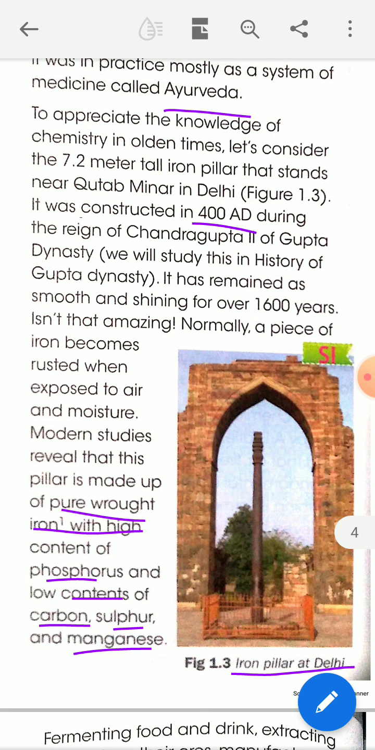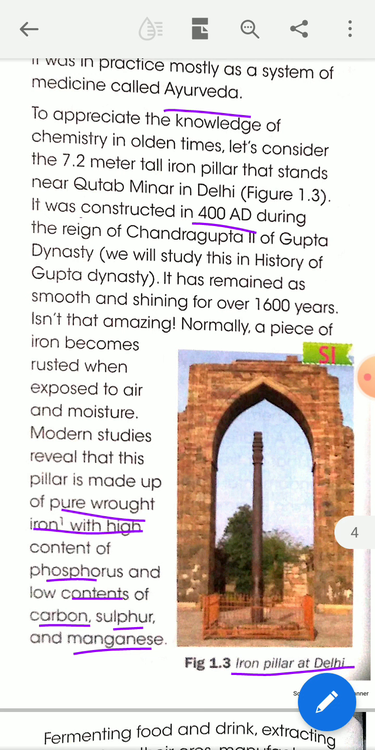Okay, you can see the 7.2-meter tall iron pillar that stands near Qutub Minar in Delhi. It was constructed in 400 AD during the reign of Chandragupta II. Okay, and it has remained smooth and shining for over 1600 years. Normally, a piece of iron becomes rusted when exposed to air and moisture. You know that.